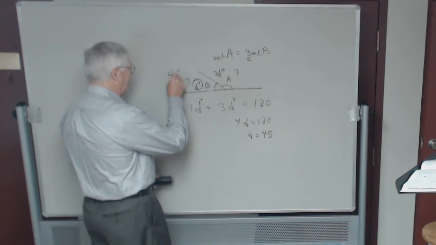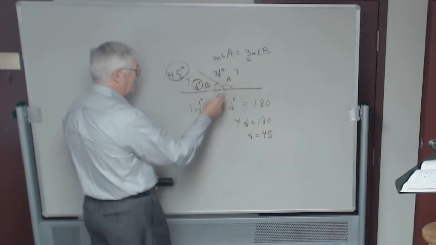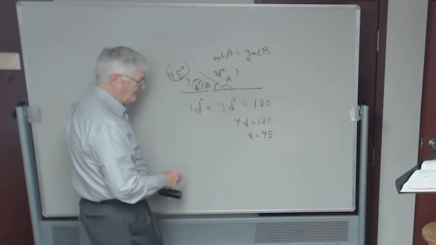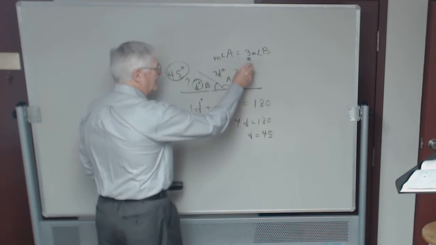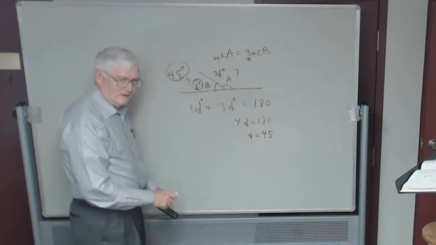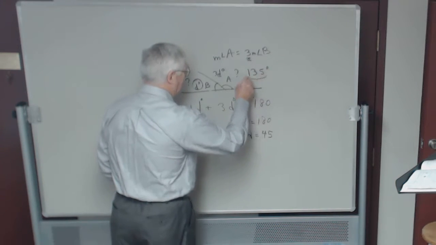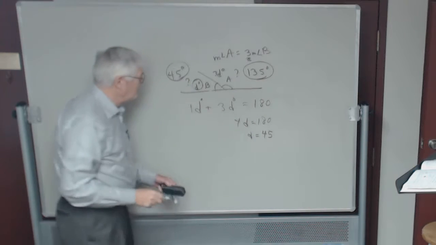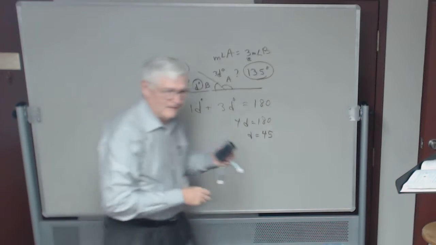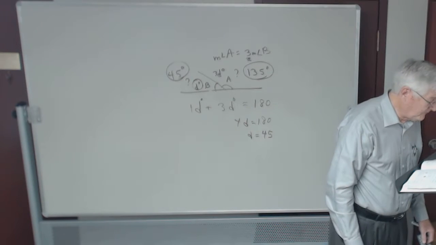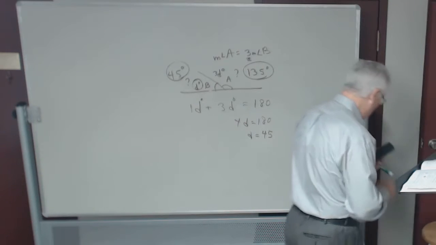So B is 45 degrees, and what's A? 3 times that? 135. And do those add up to 180? Yep. Then we got it right. Number 5. What's number 5 look like?